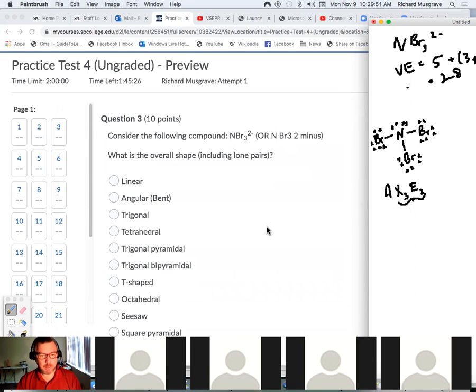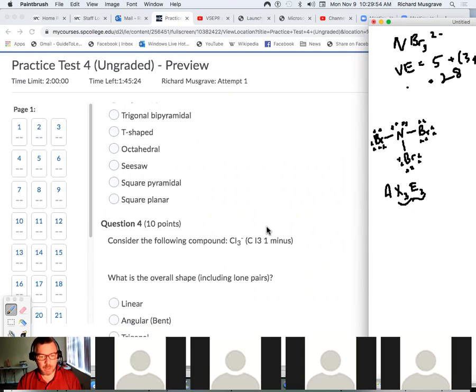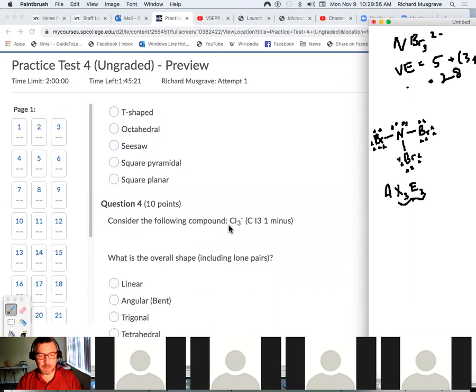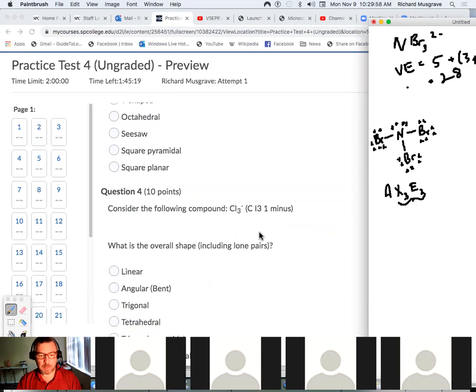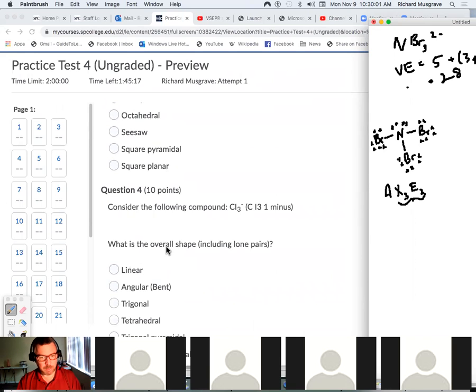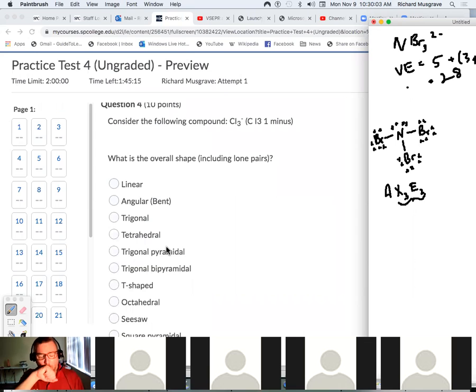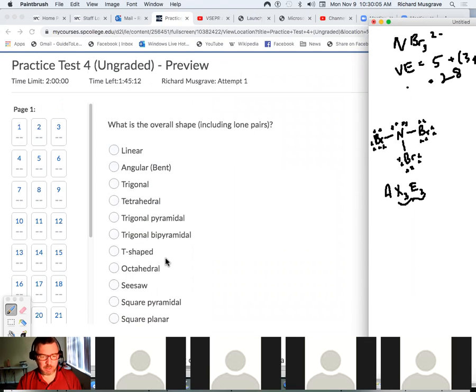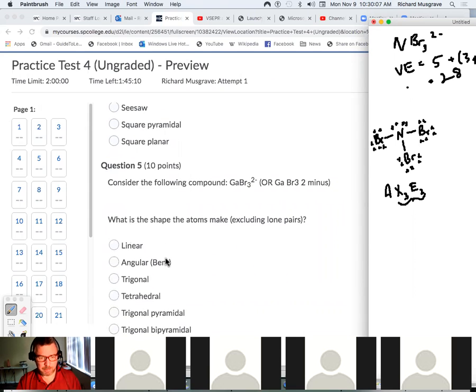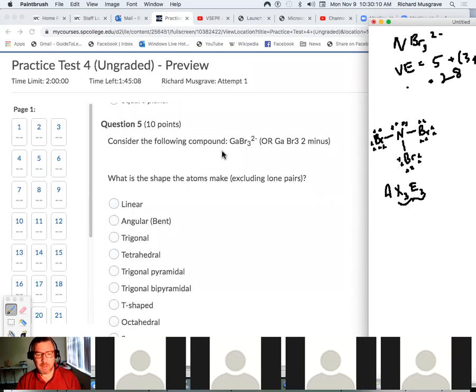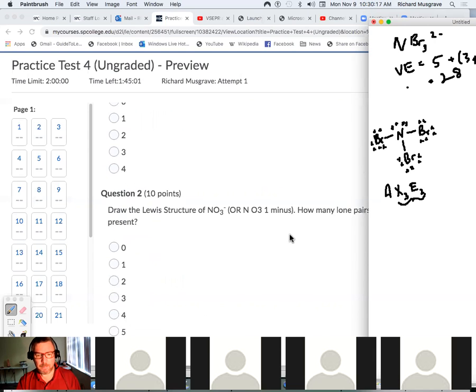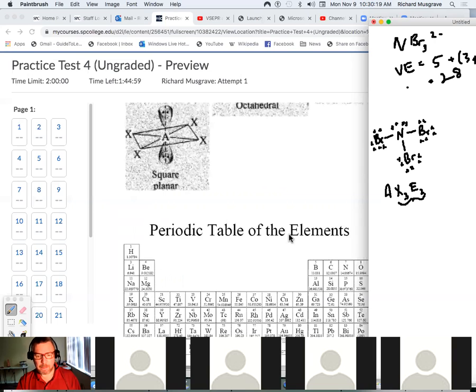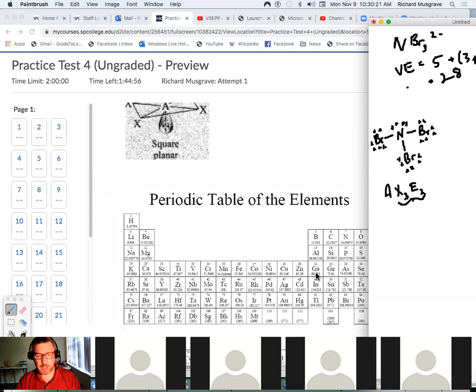Okay, what are we doing here? The next one, yeah. Consider the following compound, Cl3 minus. Oh, this is a good one. We're looking for, no, we already did the overall shape. Let's not do that one. Let's do this one. The shape of the atoms. This is for GaBr3 2 minus. Okay. So Ga is over here. Ga is actually in group three.